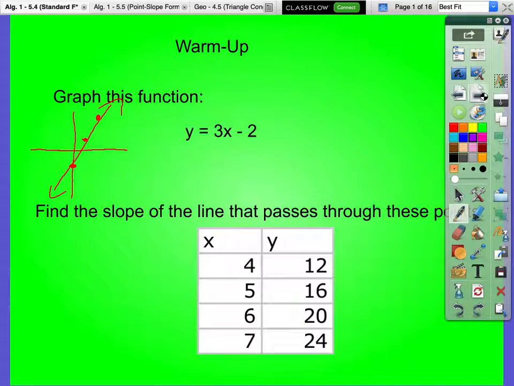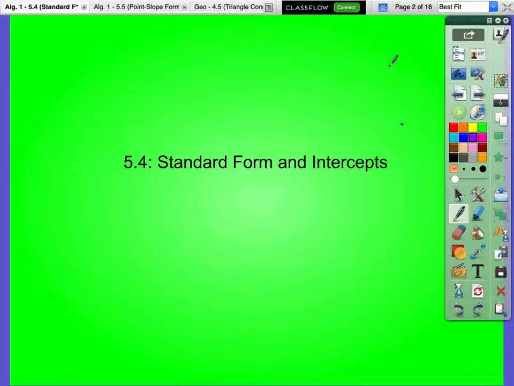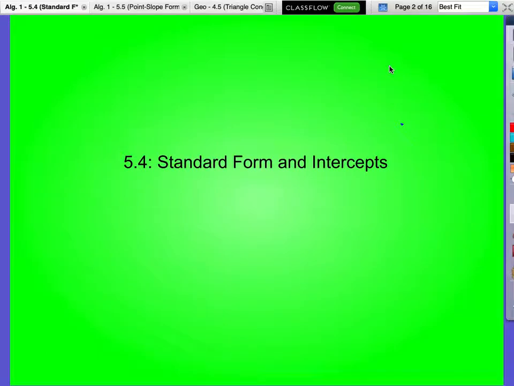Hey, so 5.4, class. We started talking about 5.4 last time. We said, hey, standard form and intercepts. We talked about what standard form was, and some different ways to use it. We hadn't really gotten too far into it, just kind of got to the very beginning stages of it.